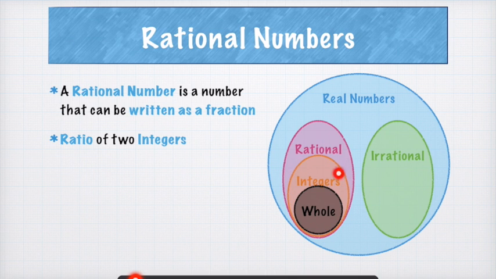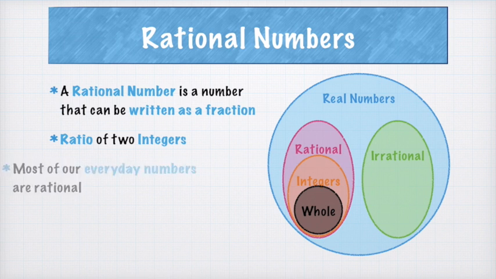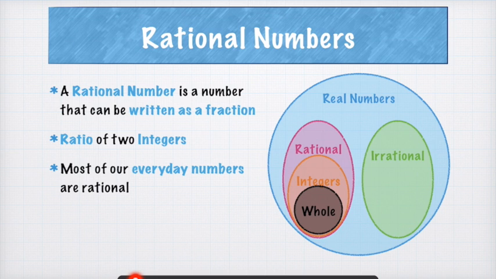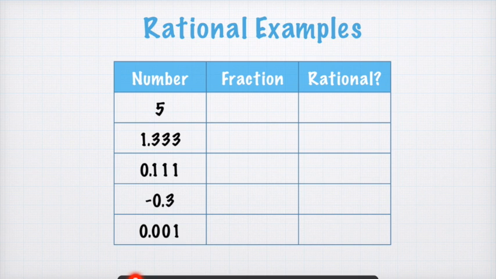An integer is a whole number, and it can be either positive or negative. A whole number is just like 1, 2, 3. There's no fractions. There's nothing else in there. An integer is a whole number, but it can be positive or negative. Most of our everyday numbers are rational. So 2 and 4 and 5, these are all technically rational. And here are some rational examples.